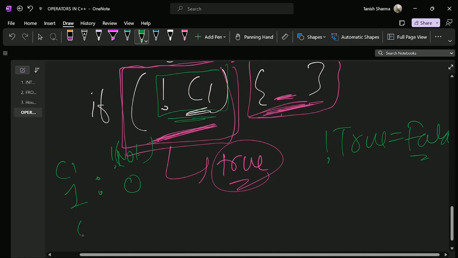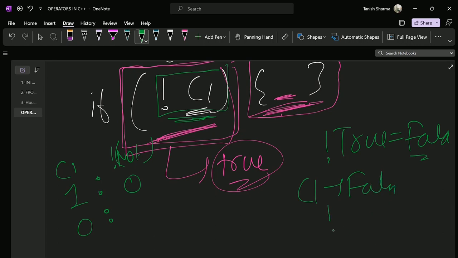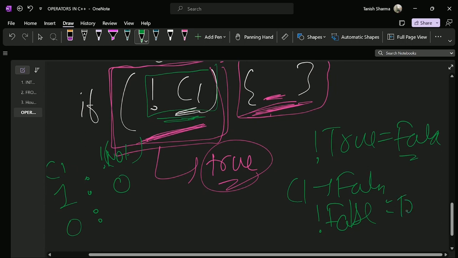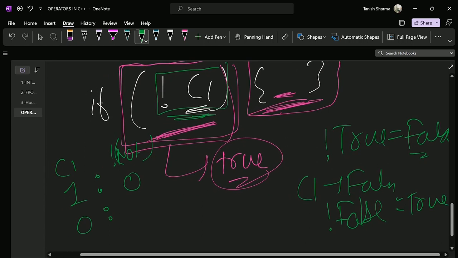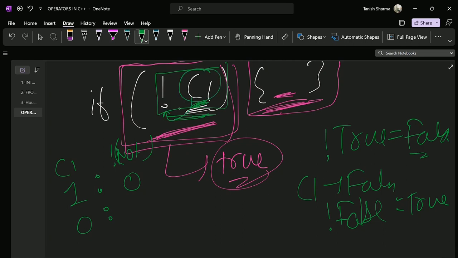But if our condition was false, like if our C1 was false, then what is the NOT of false? Our NOT of false is equal to true. So if our condition was false, the inversion will be done by this NOT operator. The inversion of false is eventually true, and after this whole conditions part we get a final condition that is true. Since this whole part is true, our block will get executed.